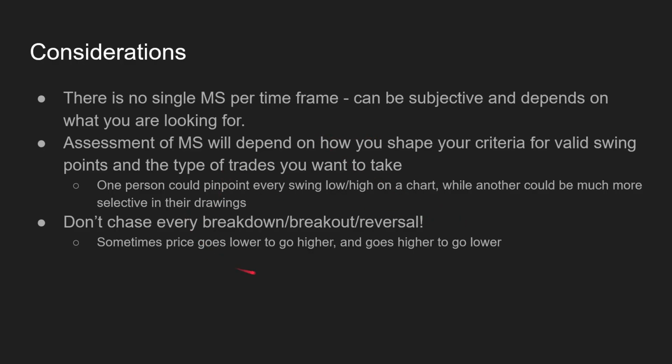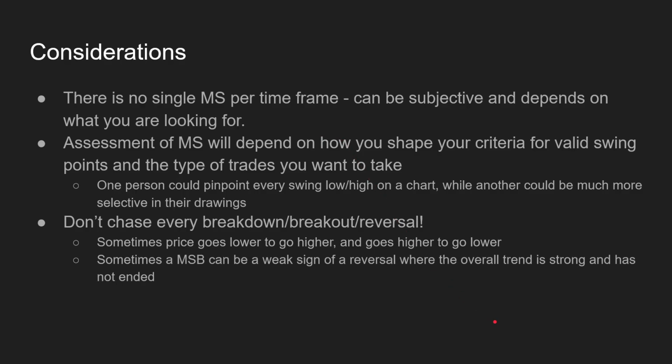Sometimes price comes down from a really high point, and maybe it comes up to here. Just because it came higher doesn't necessarily mean it's going to continue. There might be a chance for bearish pressure to reconsolidate and selling pressure to consolidate and then force price to go back downwards more. Now, sometimes a market structure break can be a weak sign of a reversal where the overall trend is stronger and has not ended.